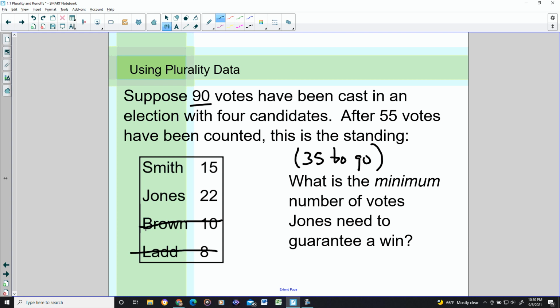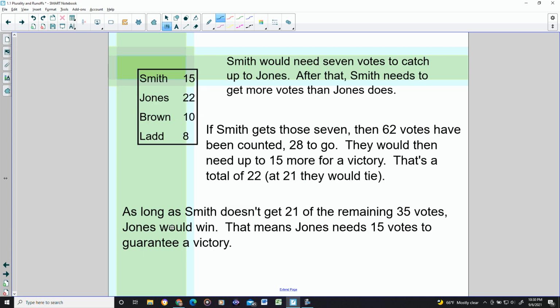Okay. All right. So you ready? If not, you can pause it here. All right. Let's take a look. So the way that you want to look at it in trying to figure this out, you want to know at what point 35 votes, right? You want to know at what point Jones is guaranteed to win. So here's the deal.